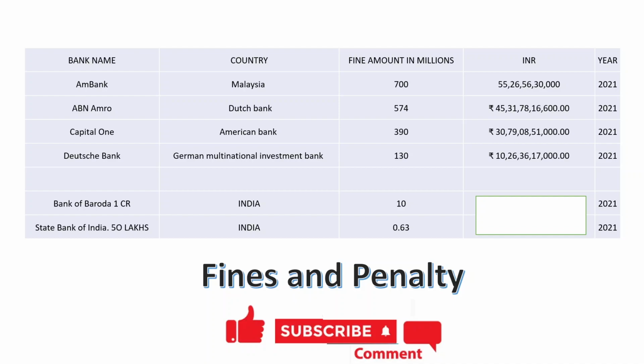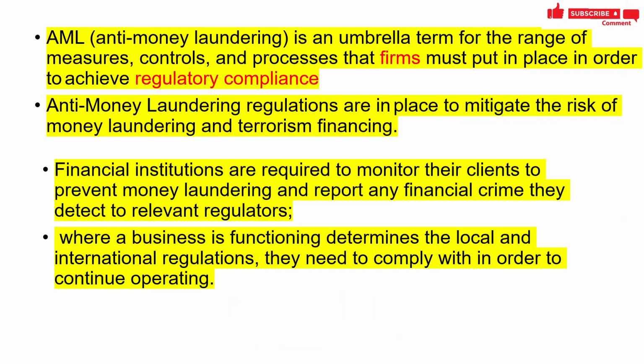Since you now understand why AML is required on a practical note, let's come to the definition of it. Let me read it out to you. AML, anti-money laundering, is an umbrella term for the range of measures, controls and processes that firms must put in place in order to achieve regulatory compliance. Let me explain this first line to you. Umbrella term means it is a big thing. It's a kind of multiverse.